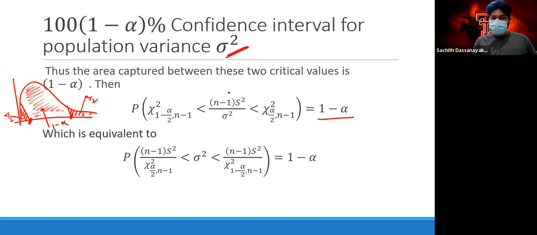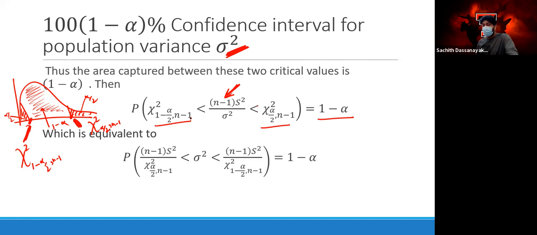So what we need is sigma squared, but we don't have sigma squared. We have this guy bounded from here and from here. These two pieces, they are chi-squared. This one on the left hand side is chi-squared 1 minus alpha over 2 comma n minus 1, and this one chi-squared alpha over 2 comma n minus 1. So we need the probability between those two. That equals to 1 minus alpha. Clear?